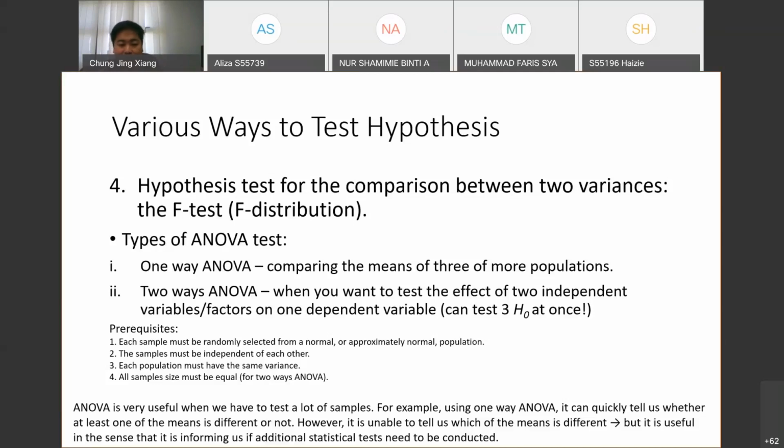ANOVA is very useful when you want to test a lot of samples. Let's say you have 3, 4, or even 10 samples. Usually you want to test something very quickly, so you will use ANOVA.